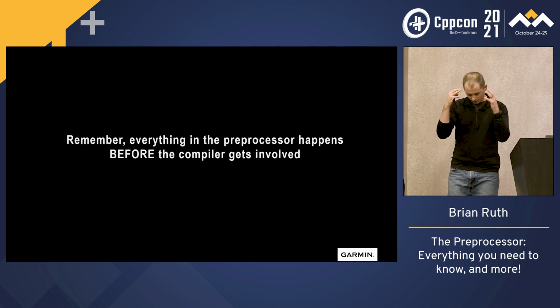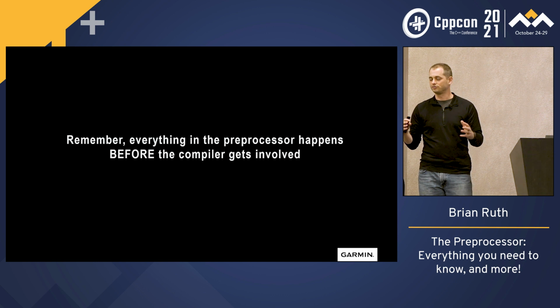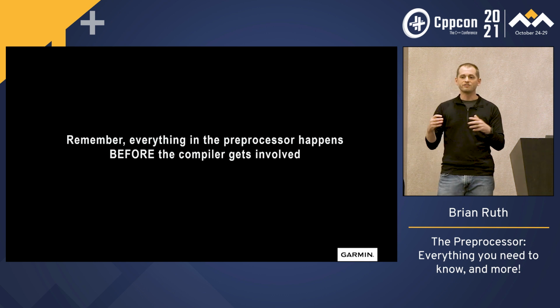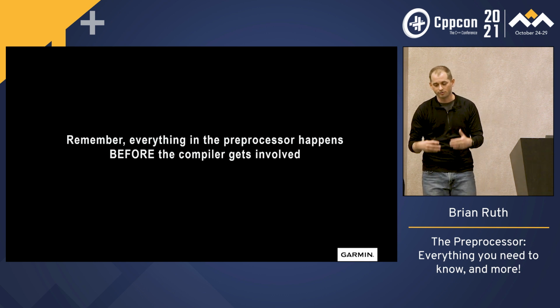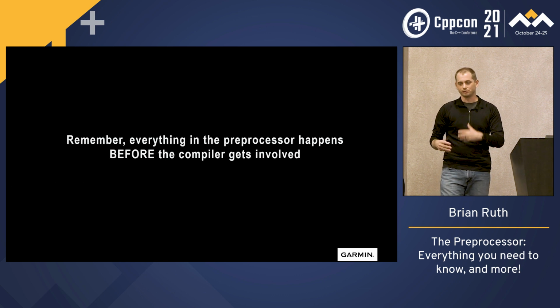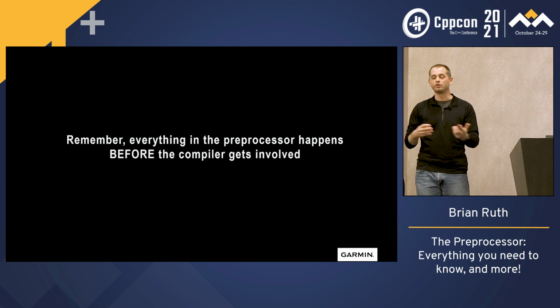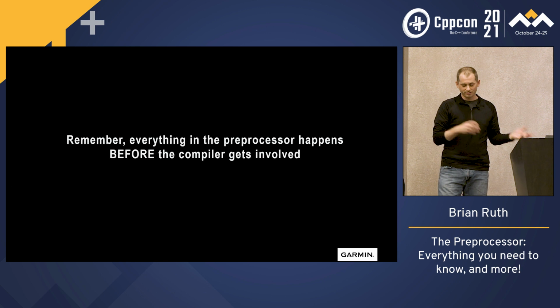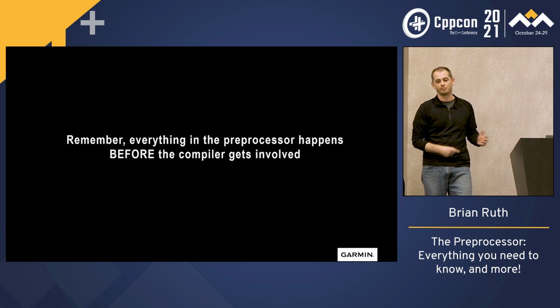A good mental model to keep in mind when you're dealing with the preprocessor is that all of this is happening before the compiler gets involved. So things that your compiler can do and reason about with your code, the preprocessor doesn't necessarily have access to that information.